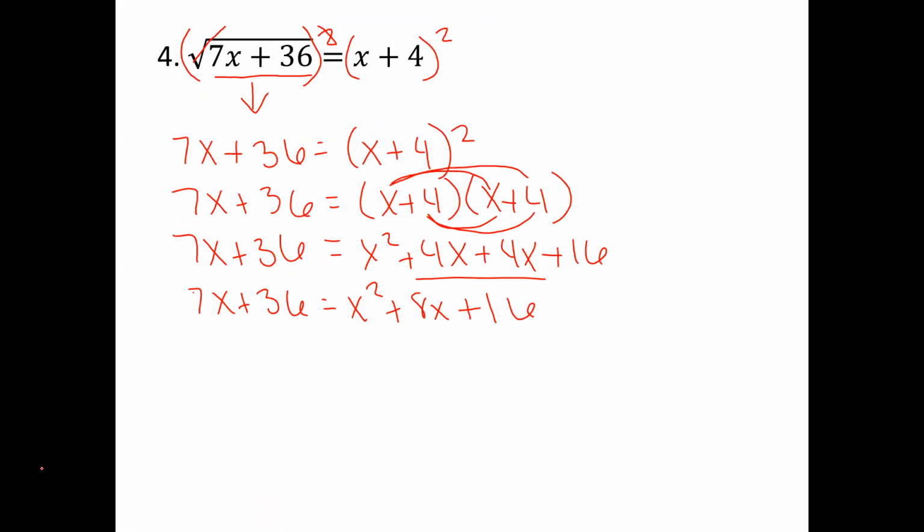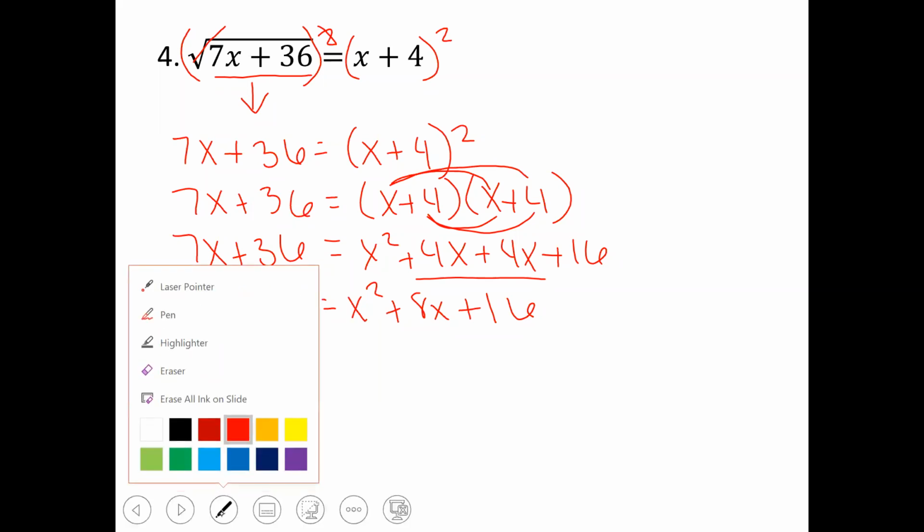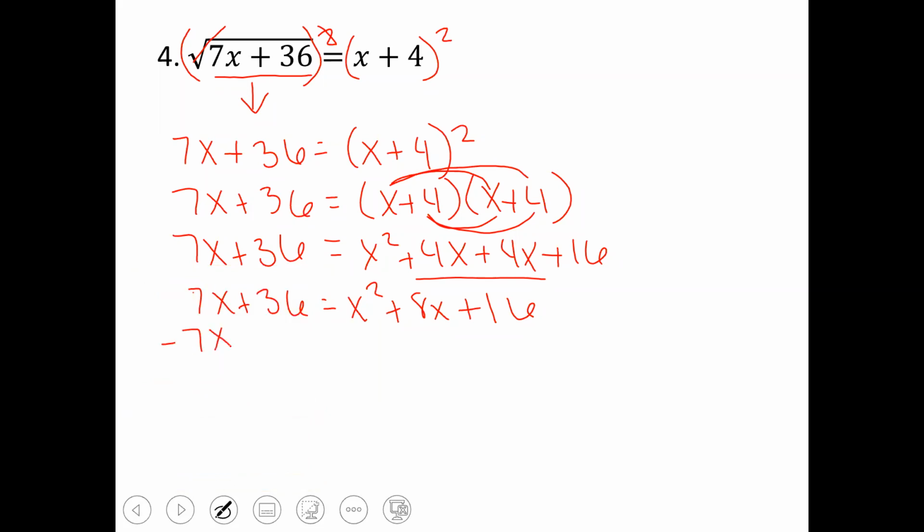Now we need to get everything to one side. So I'm going to move the 7x and the 36 because I don't want to have to deal with an x squared being negative. If you move that x squared over to the left, it would become a negative. So just move it to the other side. So move your 7x. And move your 36.